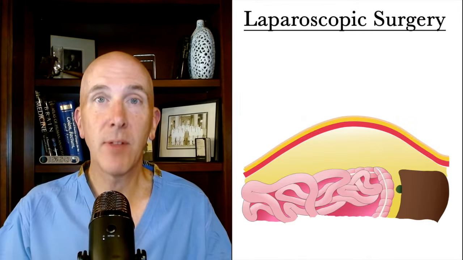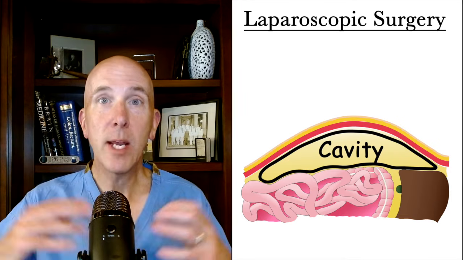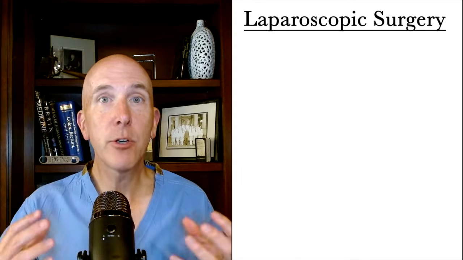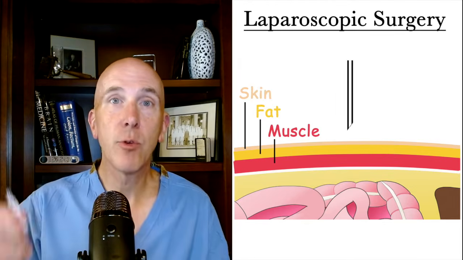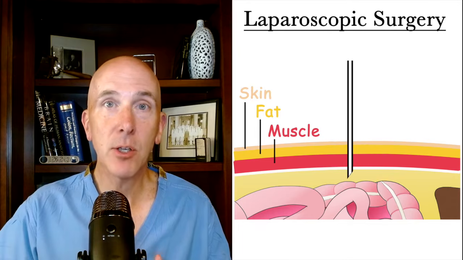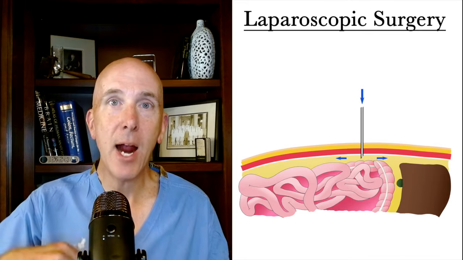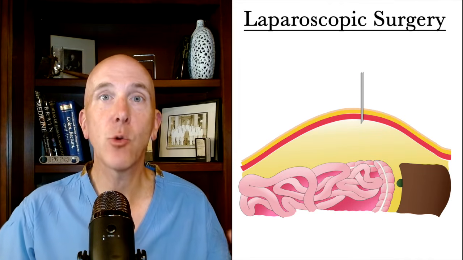So the basic premise of laparoscopic surgery is to create a cavity or space in the abdomen so that we can see and place instruments in there and perform the operation. In order to do that, I take a small needle just like this one here and place it through the skin, then the fat, then the muscle, into the abdominal cavity, and through that needle we can pass air into the abdominal cavity and expand it so we can create that cavity to work.